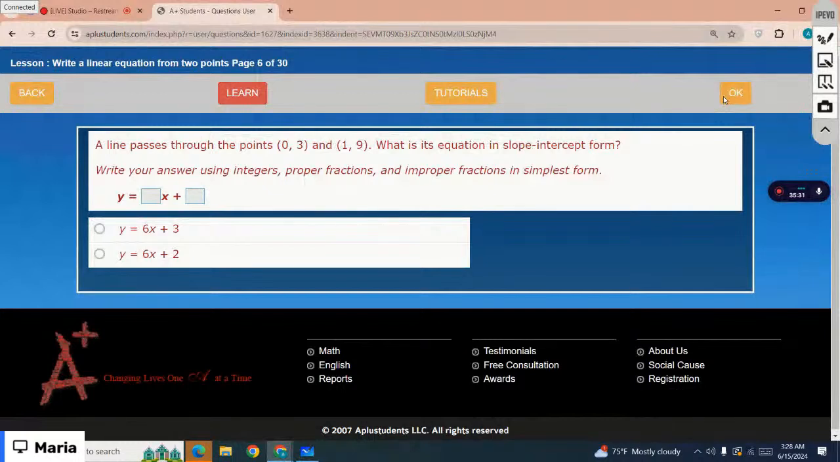Which is the correct option? That is y equals 6x plus 3. Option number 1 is the correct option.